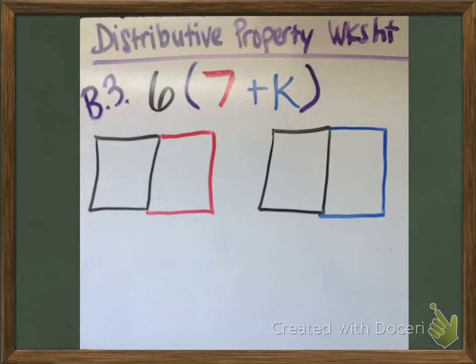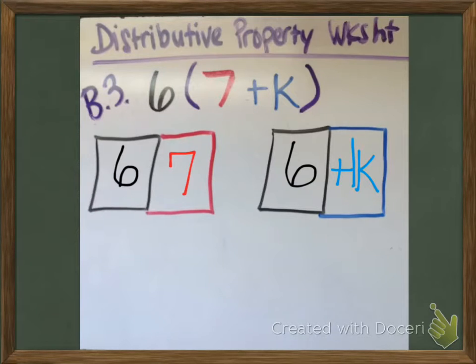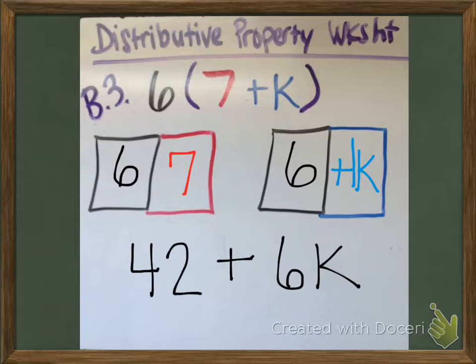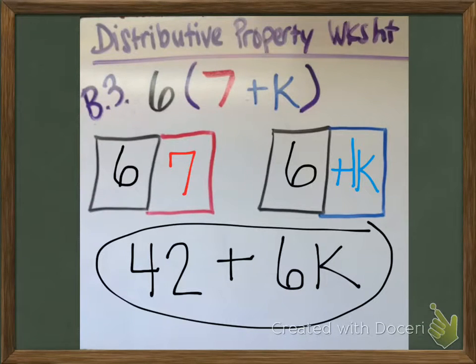Look at B3. 6 times the quantity of 7 plus k. What do you think the answer is? You will multiply with 6, so put 6 in each of your boxes. Bring down your 7. And bring down your positive k, which again is really a 1k. Now solve it. A positive 6 times a positive 7 is a positive 42. A positive 6 times a positive 1k is a positive 6k. Your answer is 42 plus 6k.